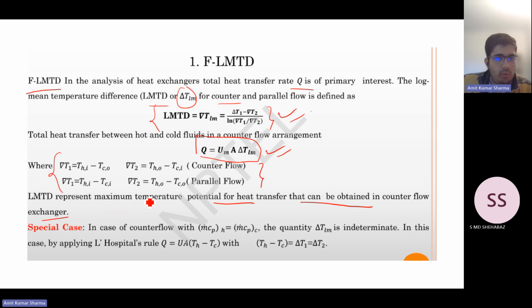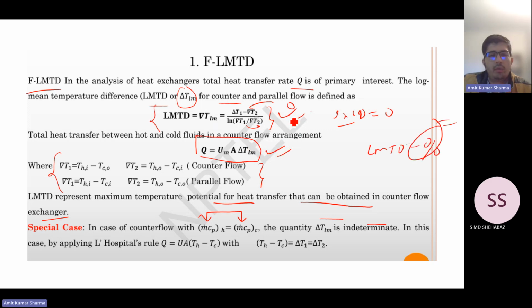In case of counterflow, if both heat capacities are equal, then what will happen? The quantity of del Tm is indeterminate, because if T1 equals T2, the ratio comes to be the same, then it will become 1. Then ln 1 is 0, and this will also become 0. So LMTD will be 0 upon 0, that is an indeterminate form.